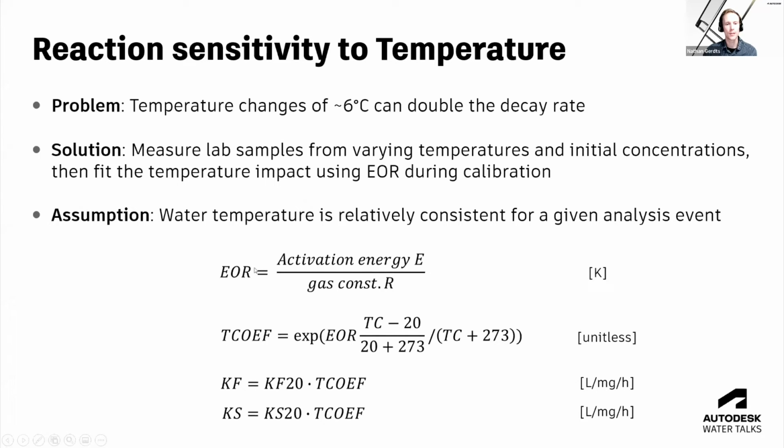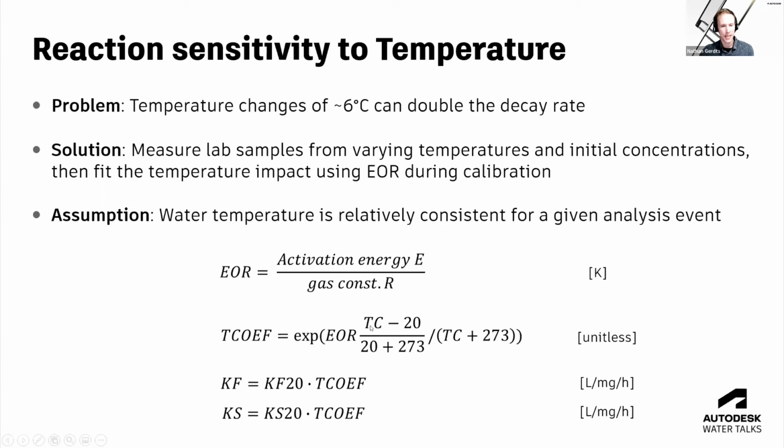But so we can define a coefficient. EOR is kind of the activation energy divided by your gas constant, and we can come up with a temperature coefficient. This is an equation. This is all explained in the paper, so I'm going to try to not get stuck on this. But we come up with a reaction coefficient for your fast and slow reactants that basically just varies by temperature.